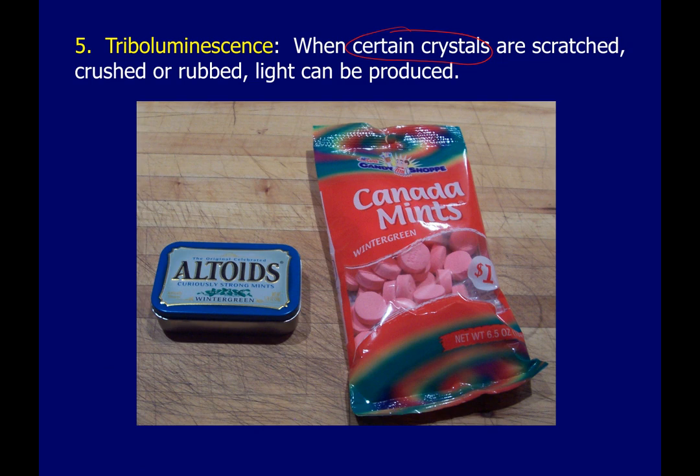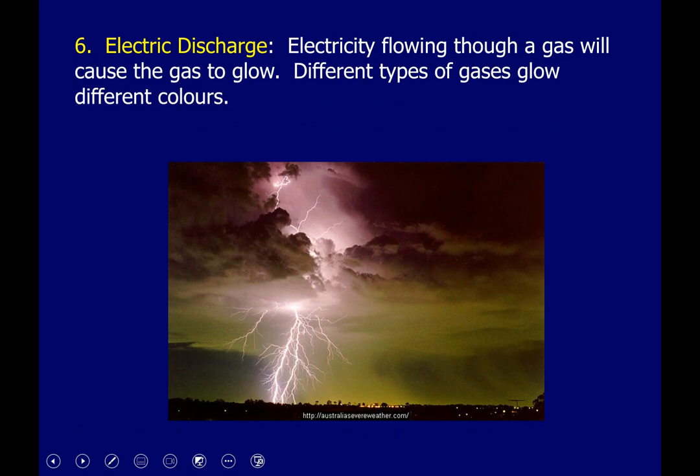And I've tried this and was successful on my own at home before, just kind of biting into these wintergreen mints, just with the lights off in the bathroom, looking in the mirror. So certain crystals will give off light when they're disturbed, scratched, crushed, rubbed. And if you have access to these things, you can try that at home if you want.